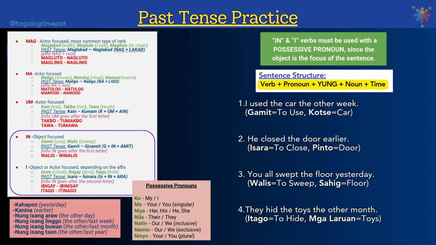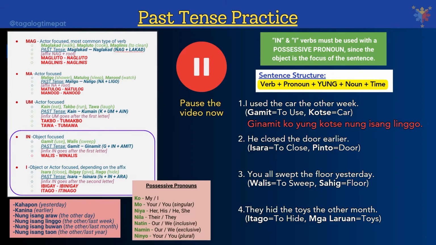So the sentence structure is verb plus pronoun. So it would be ginamit. That is the past tense conjugation of gamit. Remember, for i-n verbs, the infix "in" goes after the first letter. So ginamit. Then it's the pronoun ko, which is the possessive pronoun I. Then it's the word yung, which means the. Coche nung isang linggo. So, ginamit ko yung kotse nung isang linggo. I used the car the other week.